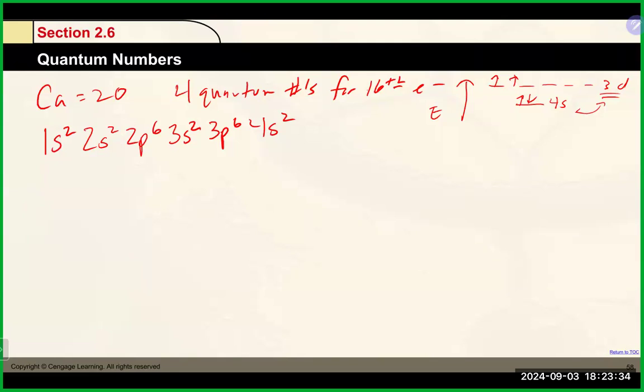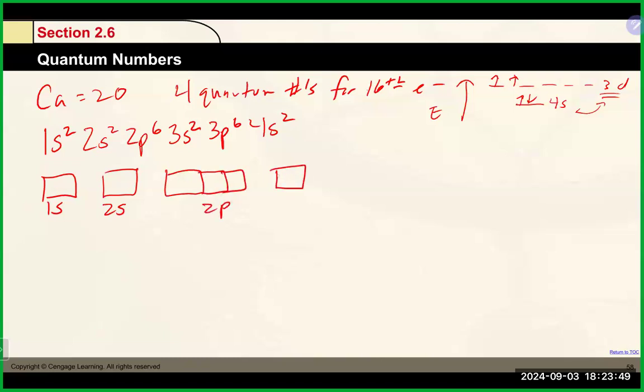That means for our orbital diagram, we would need a box for 1s. And again, I'm not going to do it based on energy, just going to try to save some space, go sideways here. We'll go with our 2p. We will need 1 box for our 3s. We'll need, again, 3 boxes here for our 3p and 1 box here for our 4s.